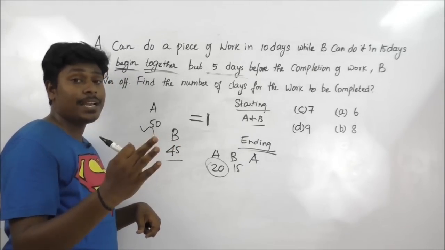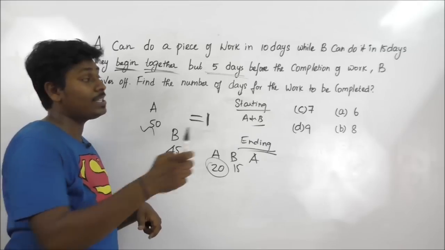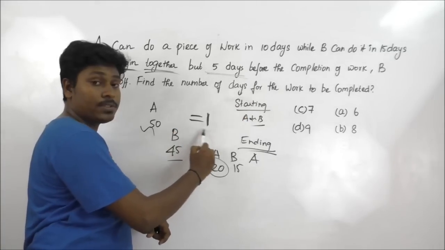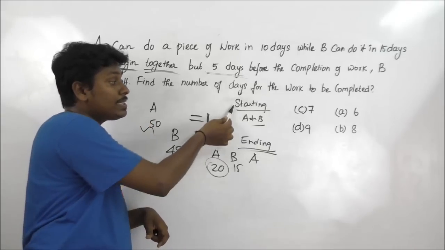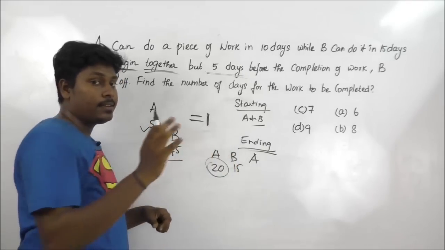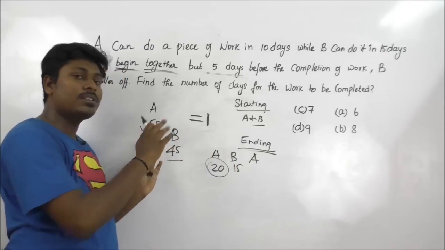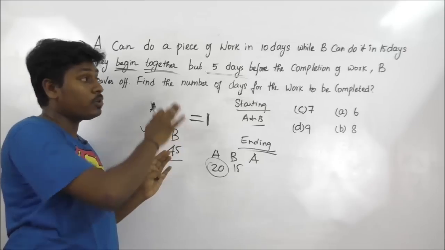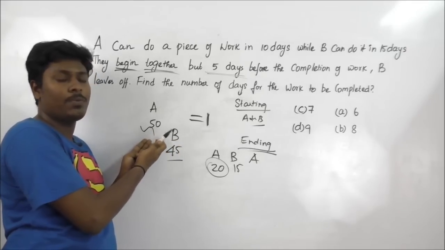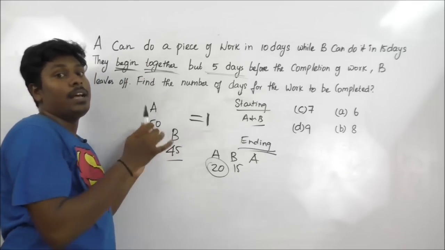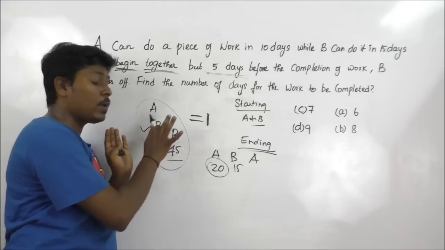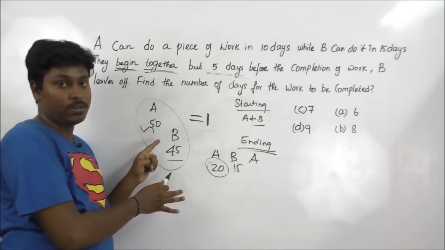Friends, our three targets before going to solve. First target, whether the job is completed, which is equal to 1. Second target, who is starting and who is till the ending. And third target, assume whatever days you like, right? Don't worry about the question. You can put 100 or 200, whatever you like. But according to the question, be clear on the concept, whether we have done this correctly or not, right?